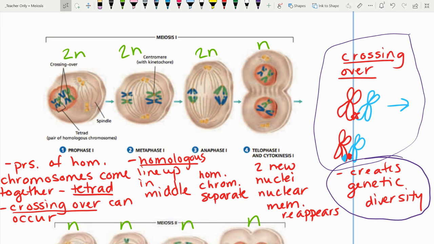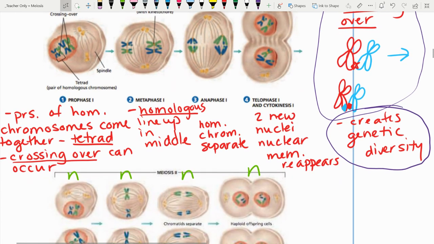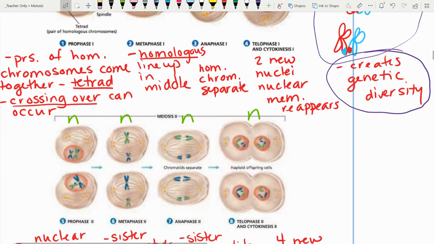That's why, for example, if you have siblings, you look different than your brothers or sisters, because this has occurred during the process of meiosis to the sperm and the egg. Metaphase 1: in metaphase, you know they line up in the middle. Anaphase 1, chromosomes separate. Lastly, you have two new nuclei and the nuclear membrane reappears. This kind of looks like mitosis, right? Now we leave off from telophase 1 and go into meiosis 2.